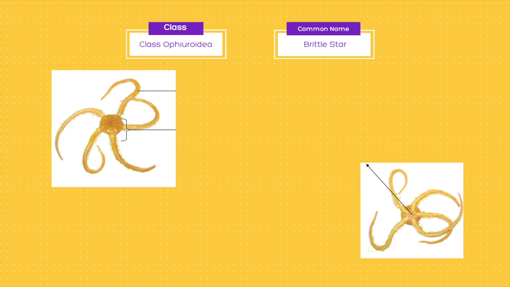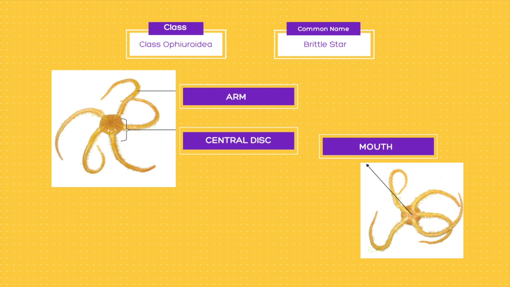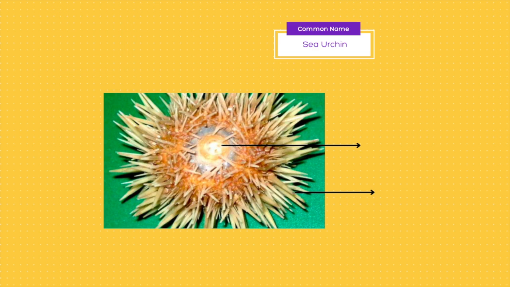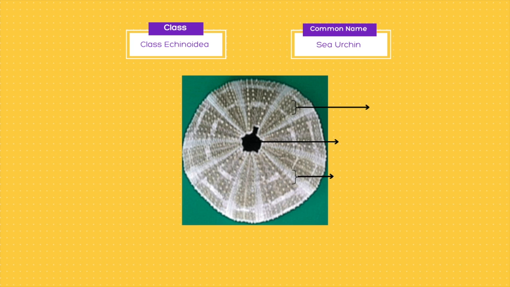The next animal is known as the brittle star or serpent star. These belong in class Ophiuroidea. Here we can see the brittle star's arm, central disc, and mouth. Up next, we have the sea urchin delicacy belonging to class Echinoidea. Here, we can see its teeth that they use to eat through stone to get prey out of the rocky covers. We can also see its spines, which they use for locomotion, sensing, and protection against predators.